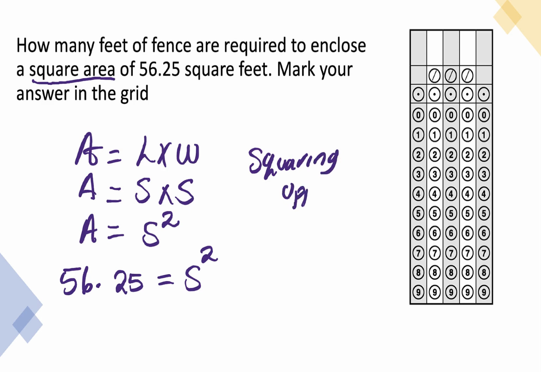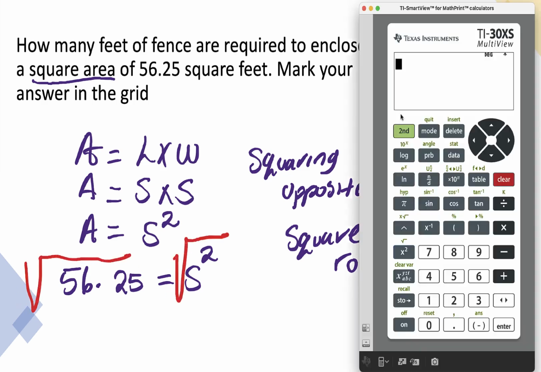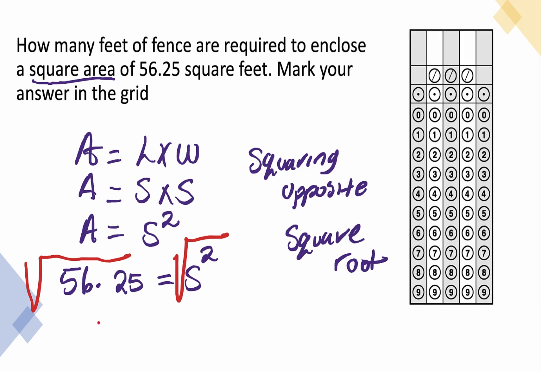S squared means that we're squaring. So the opposite, I hope you got it, would be you would have to take the square root. So we're going to have to take the square root of both sides. So we're going to need second function x squared to get our square root, 56.25. Go to the right, enter. Notice I get 7.5. 7.5 equals, now the square root cancels the square, which is your s.